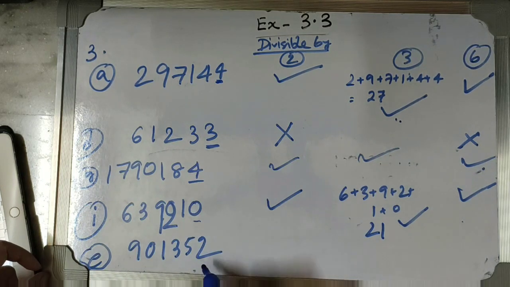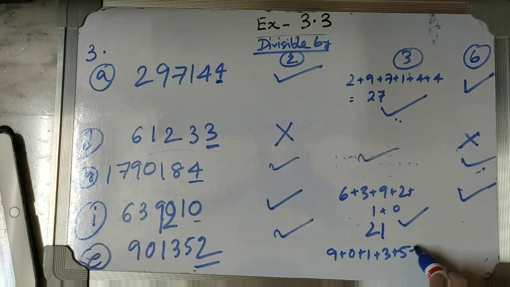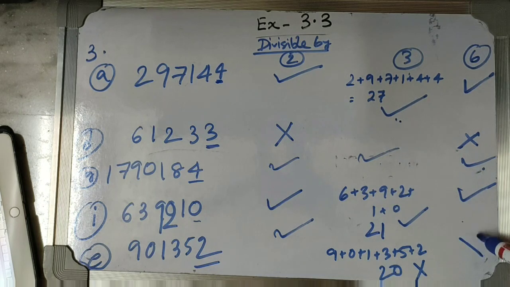And we will do question number E: 901352. This is also an even number, so this is divisible by 2, and in case of 3 we will add these numbers. 20 is not there in 3's table, so the number is not divisible by 6.